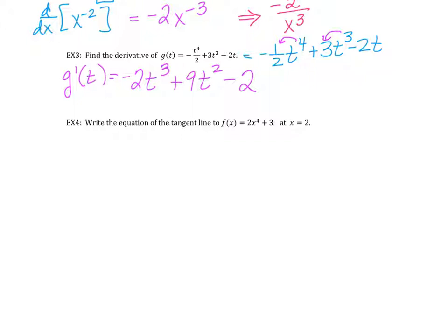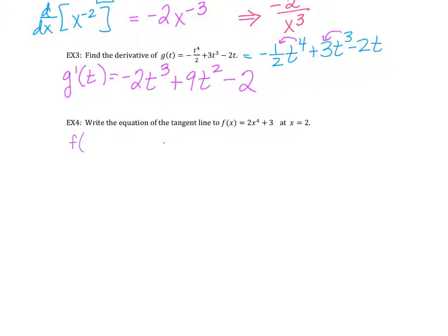All right, so write the equation of the tangent line. Now we're going to do this problem that we've done before, but it's going to take us a lot less time, which will be nice. What do we need when we find the equation of a tangent line? We need a point and we need a slope.